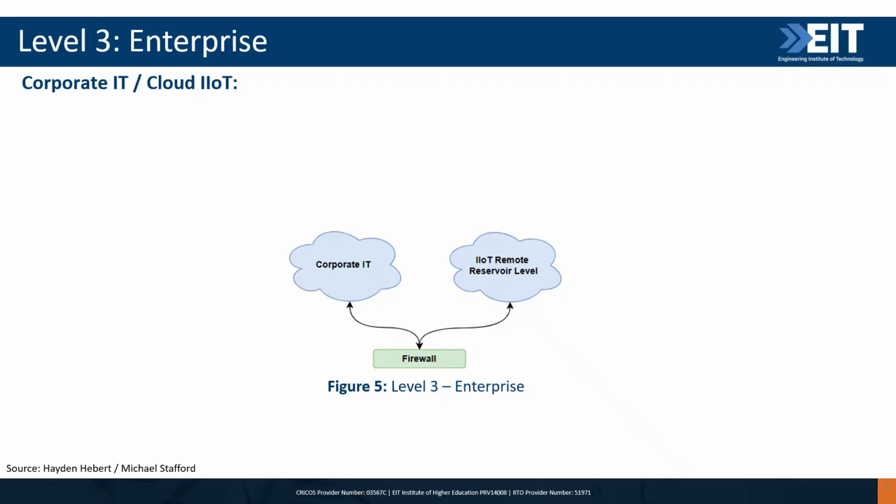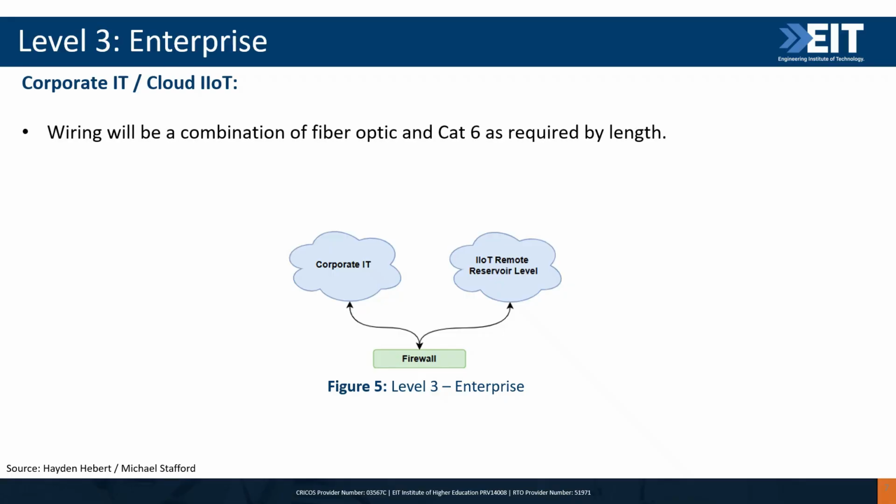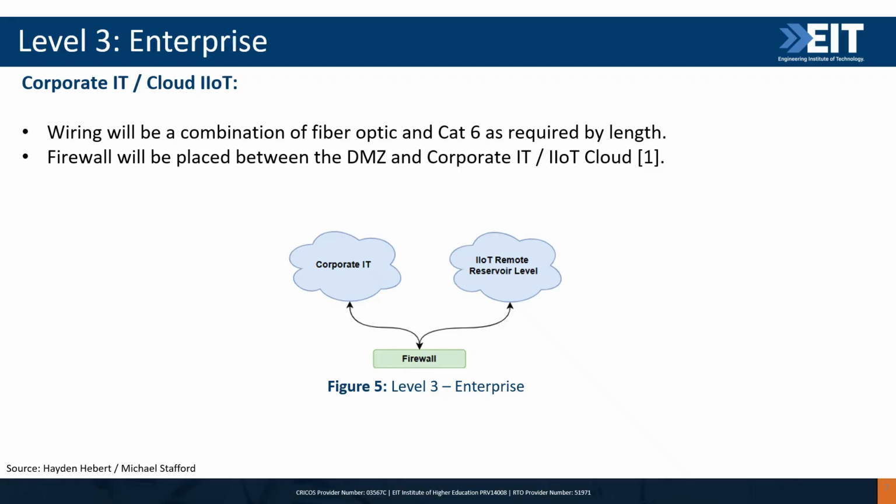Layer 3 enterprise physical layer will include the following. The wiring will be a combination of fiber optic and Cat6 as required by length. And a firewall will be placed between the DMZ and corporate IT/IIoT cloud.